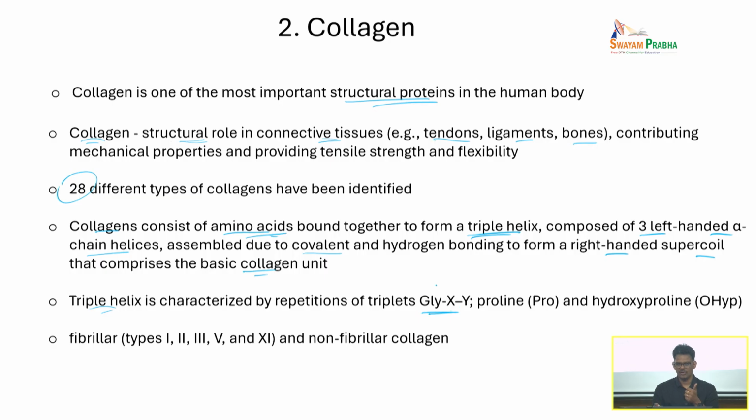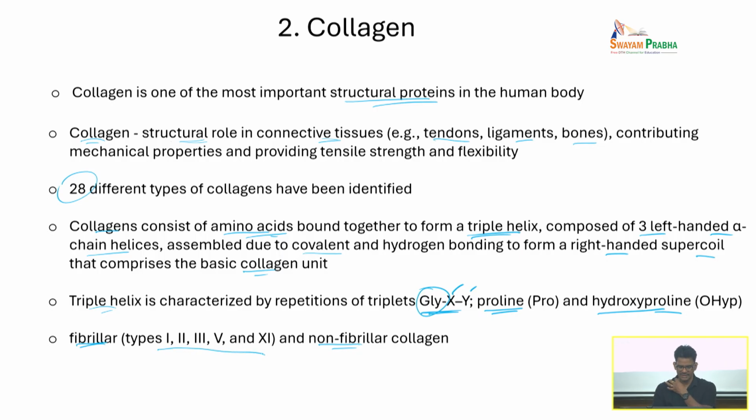Y. So in all the collagen that is reported, all the 28 of them, the sequence will be such that at least one of them will always be a glycine residue, whereas this X and Y can be different. But predominantly they are made up of either proline or hydroxyproline. X and Y can be composed of either proline or hydroxyproline. The third component will always be glycine. It is common. And collagen can also be differentiated into fibrillar collagen and non-fibrillar collagen.